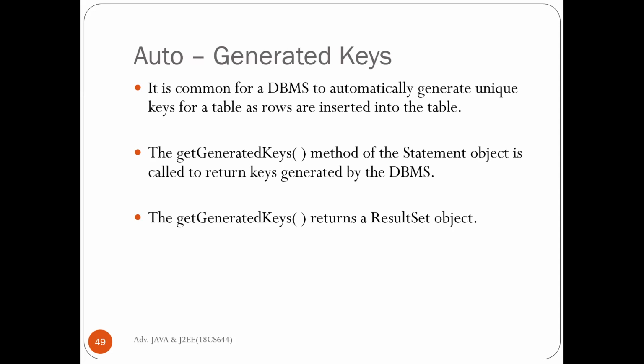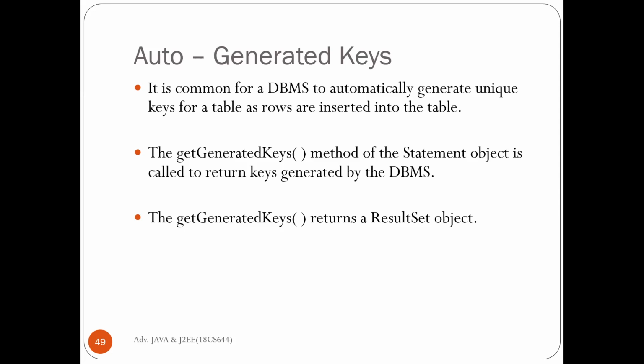So in a DBMS, this is used to automatically generate a unique key for a table as rows are inserted into the table. The get generated keys method can be used on a statement object to return the key generated by the database. Suppose we are inserting a row into the database. As and when we insert a row, an integer value is generated, that is the auto increment value in the database, and that value gets inserted into the database.